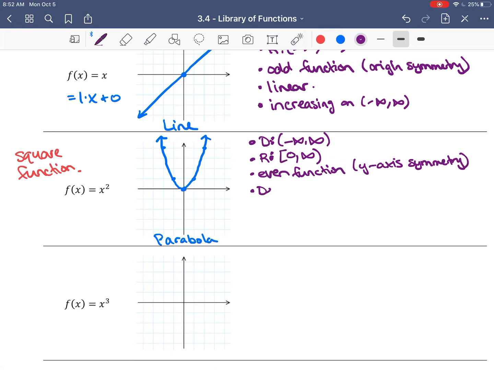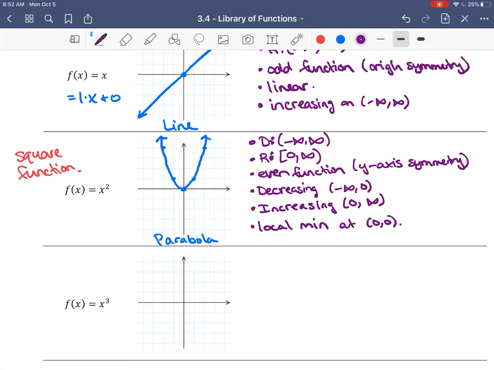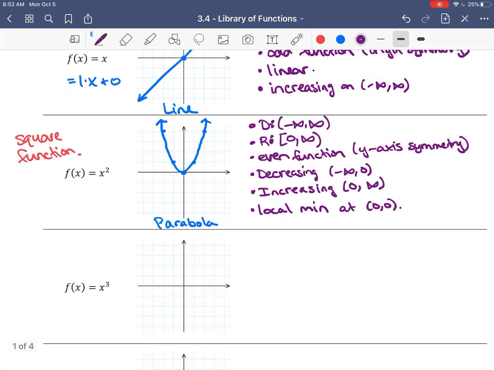And then it's decreasing when we go down to the right, so on that side. It's decreasing from negative infinity to 0, and then it increases after 0, so on 0 to infinity. And in fact, there's a local minimum at the point 0, 0. So that's all about the function f of x equals x squared.